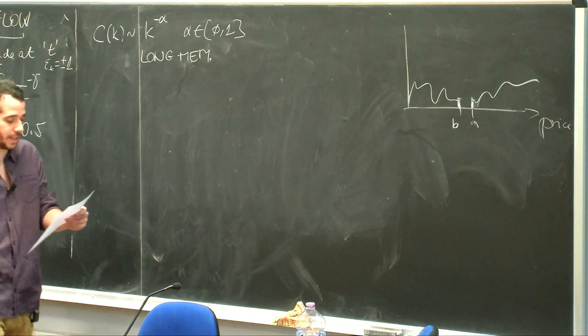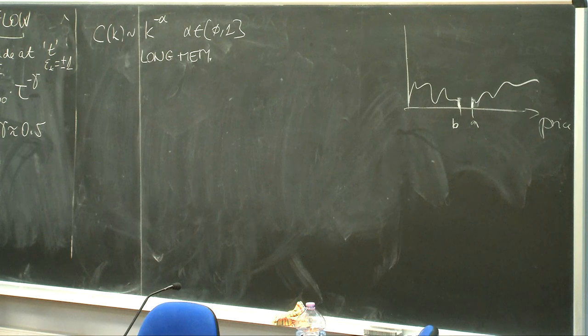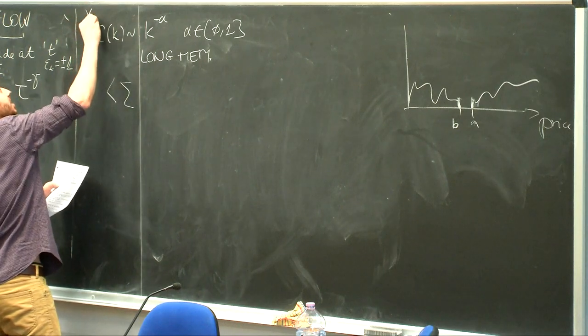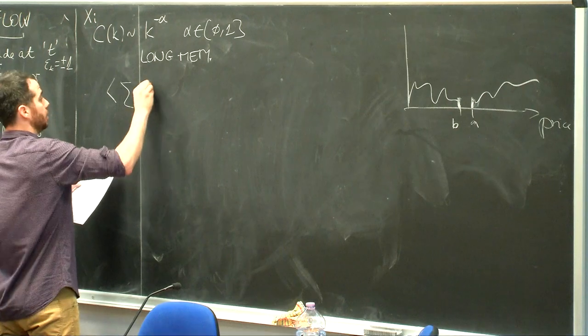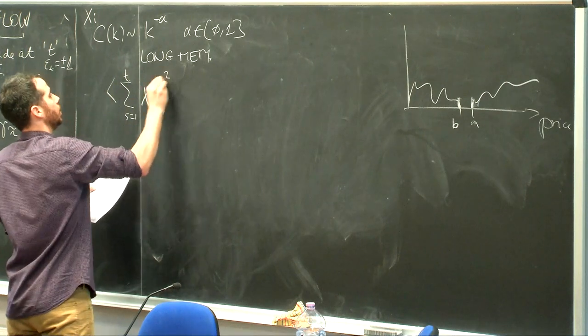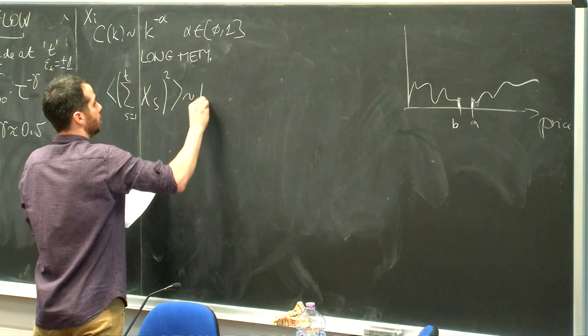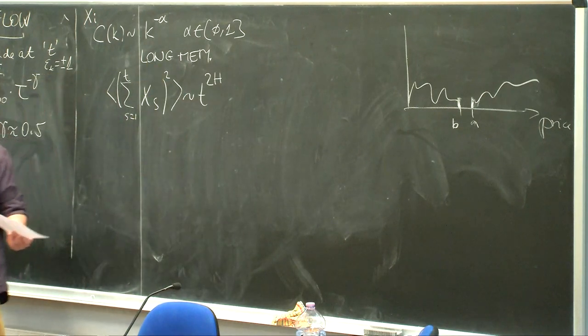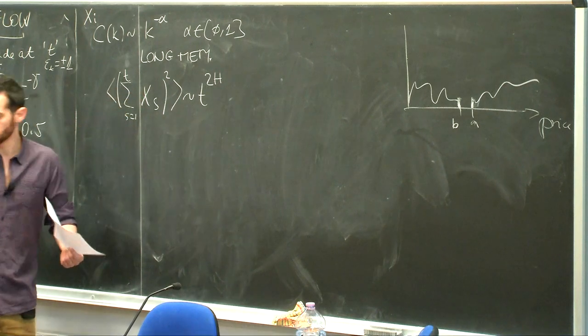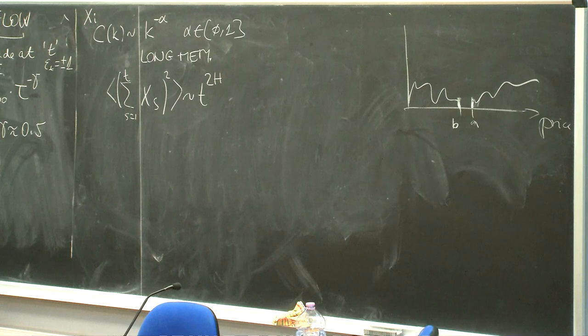And so, which means that the integrated process, of course, will be super diffusive. So if you look at the variance, let's say in general for a process X, if this is the case, then this guy here, you can write it up with the Hurst exponent. But what it means is that if it's positively correlated, it will be a super diffusive integrated process. So it's just to recall what we discussed before.